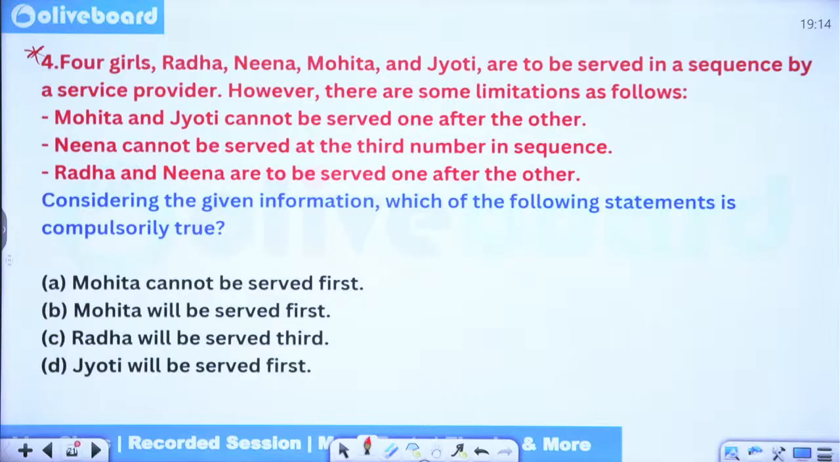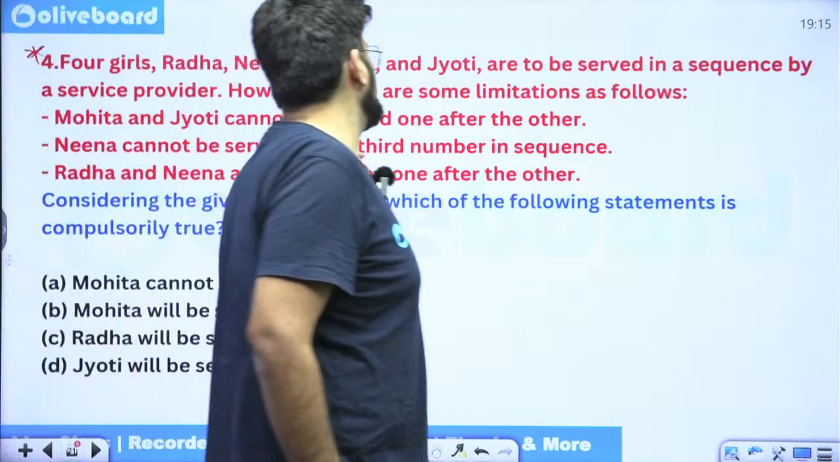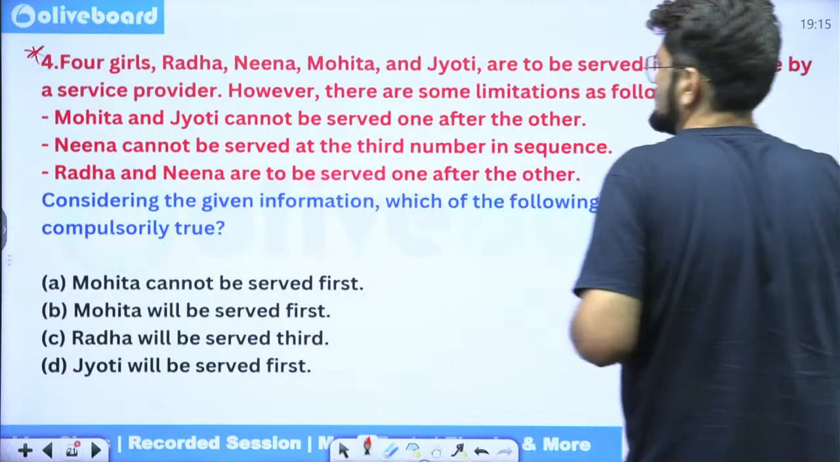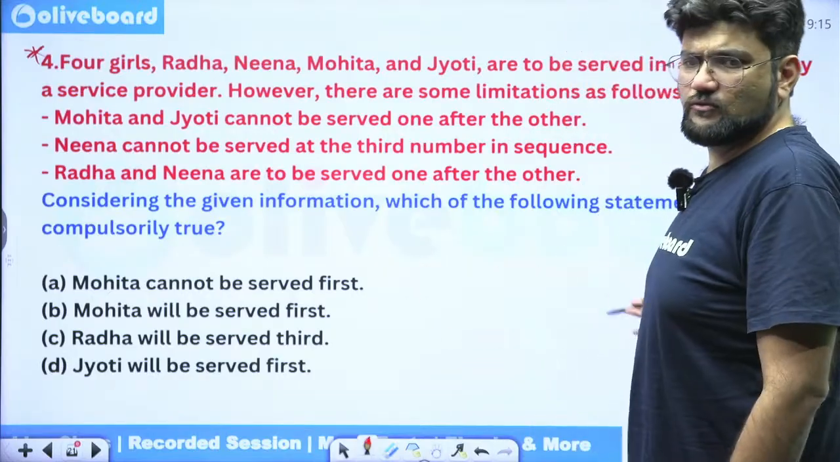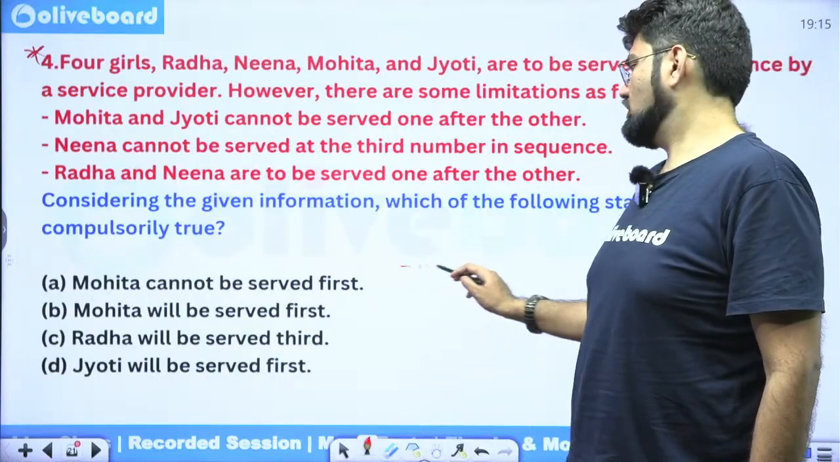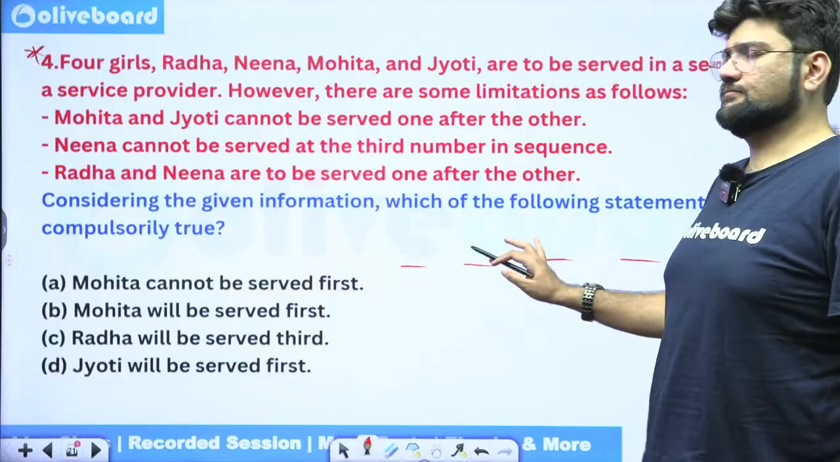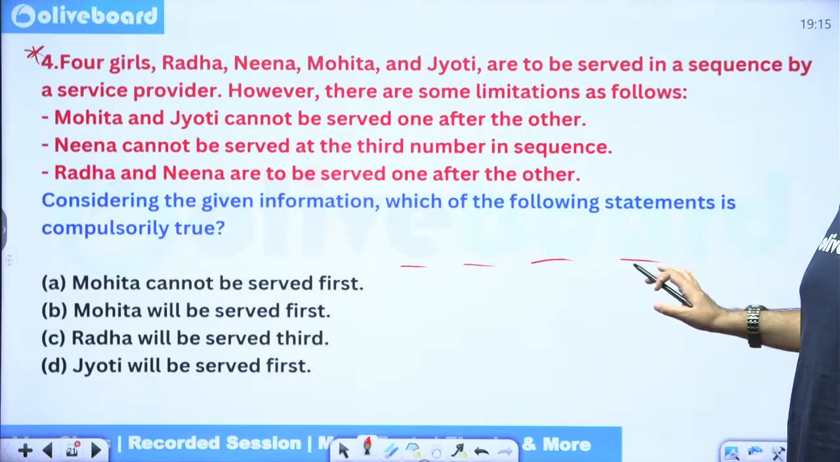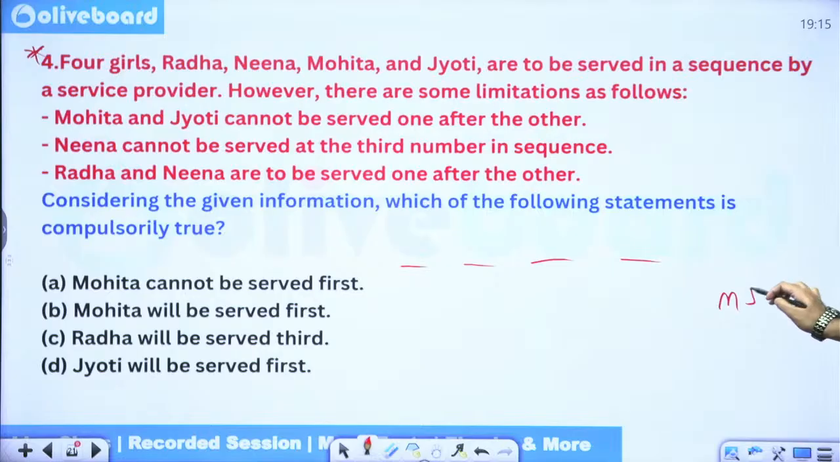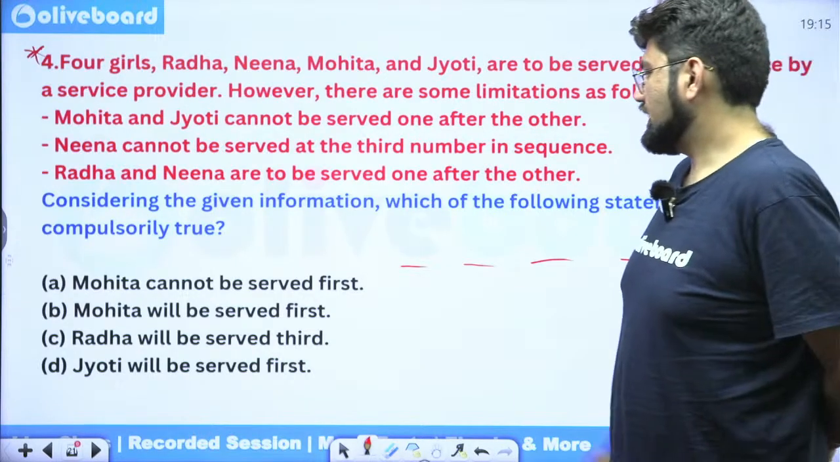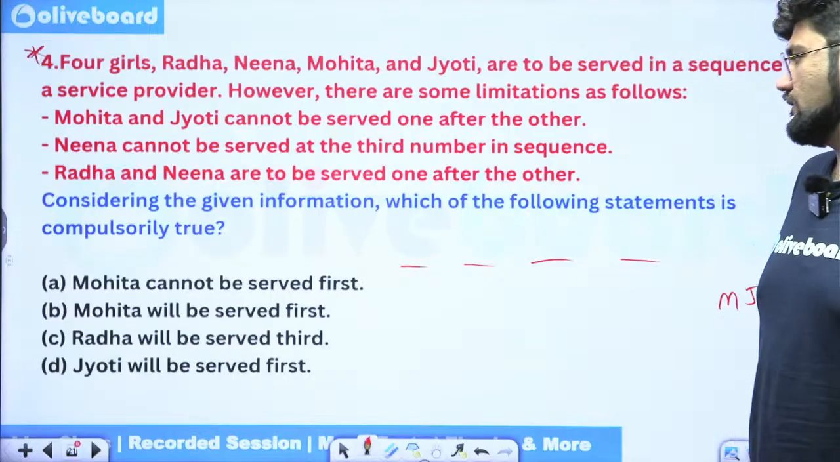4 girls, Radha, Neena, Mohita, Jyoti, are to be served in a sequence. Now, you can serve them left to right, top to bottom. Let's do this. That will feel fairly simple. Now, there are some limitations. Mohita and Jyoti cannot be served one after another. Means Mohita and Jyoti practically cannot be served together. They cannot sit here together, here together, here together.